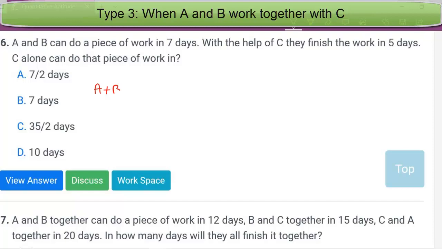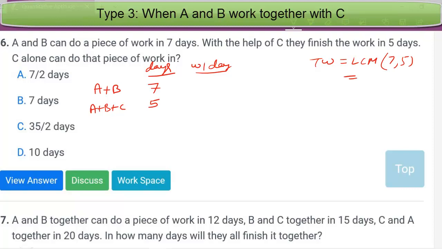So A plus B can complete it in 7 days. And with the help of C, that means A plus B plus C, they are able to finish in 5 days. So here I am just writing the number of days they are taking, and I will also have to write work per day. So for this I will have to assume the total work, which has to be the LCM of 7 and 5. So the LCM of 7 and 5 is equal to 35.